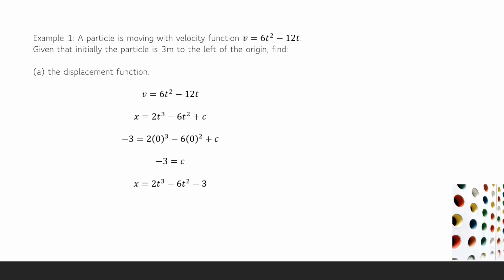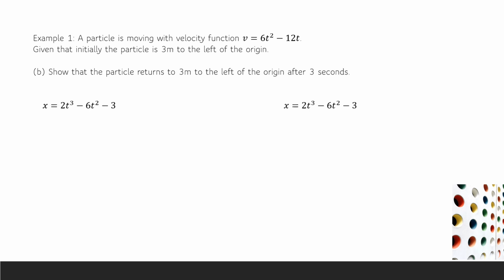So the displacement function, if we integrate 6t squared minus 12t, we get x equals 2t cubed minus 6t squared plus c. Using the information we just had, 3 meters to the left, x is minus 3, and t is 0, we substitute those in and we get a constant of minus 3. That gives us a displacement of 2t cubed minus 6t squared minus 3.